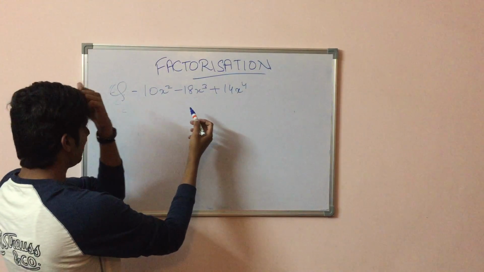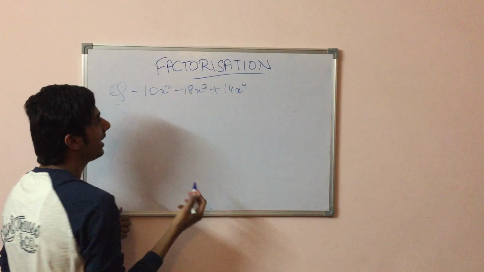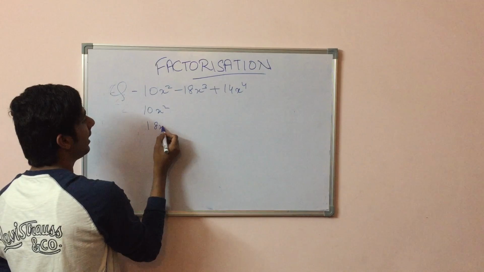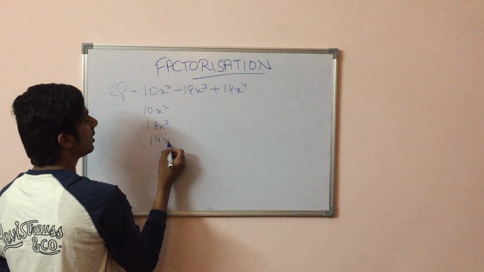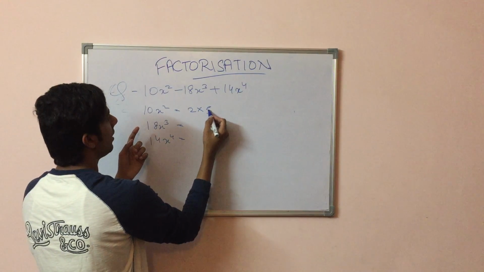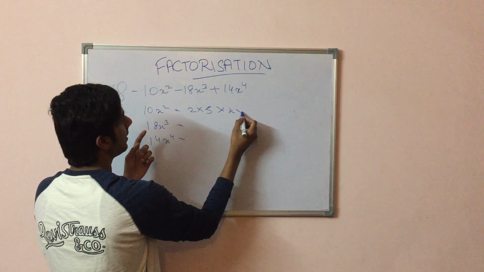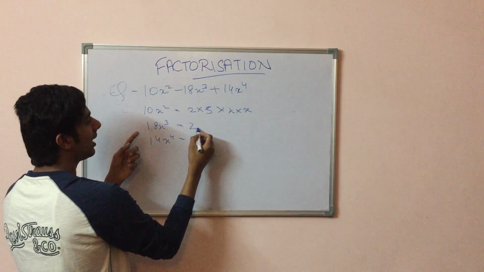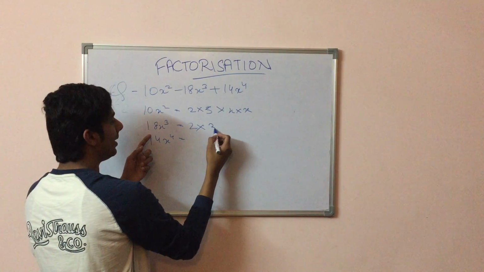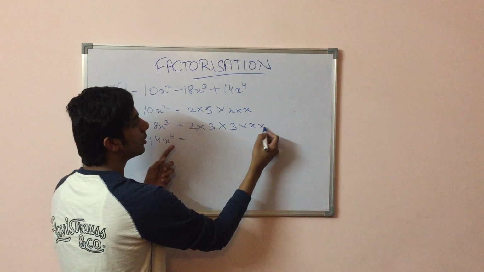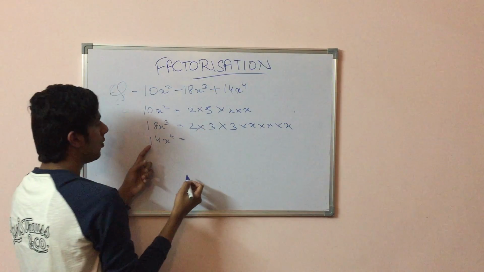10x² minus 18x³ plus 14x⁴. Now split these in 3 parts: 10x², 18x³ and 14x⁴. Now just divide: 10 is 2 into 5, into x, right? 18 can be written as 2 into 3, 6, 6 into 3, 18 into x into x into x.